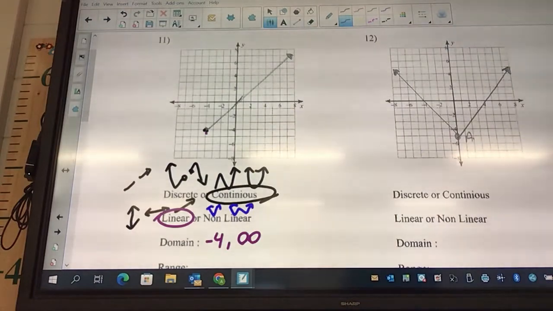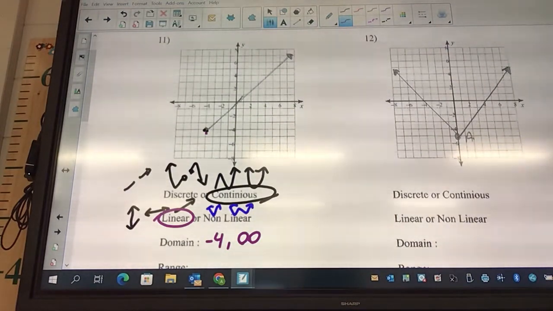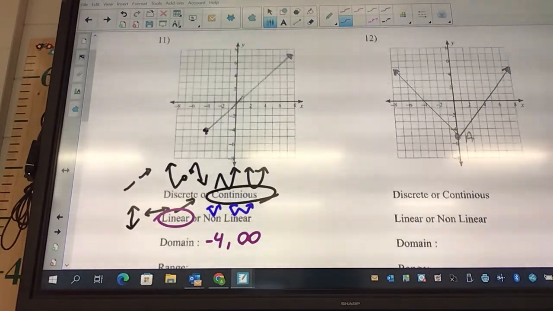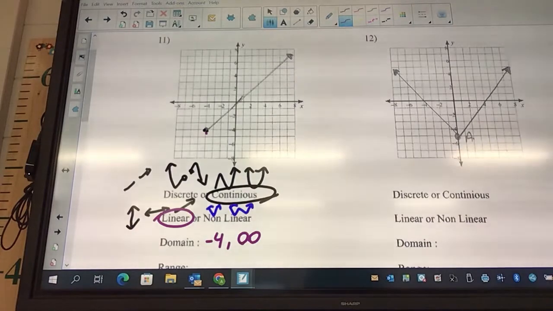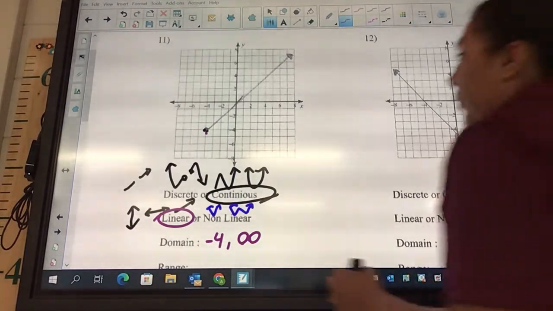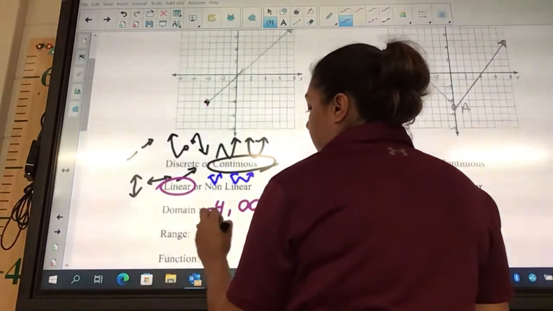The range. How do we do our pencil? Like this, this way on our paper. We start at the bottom or top? The bottom. Okay, start your pencil at the bottom. Where does it first touch that graph? -4 to infinity. Good.